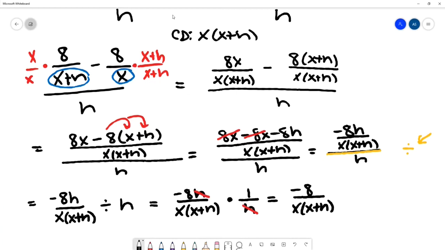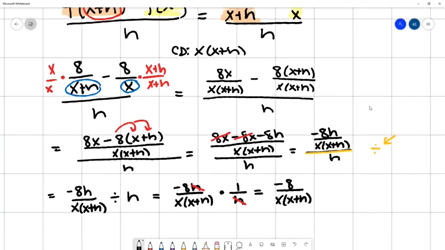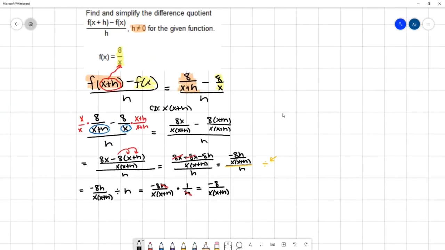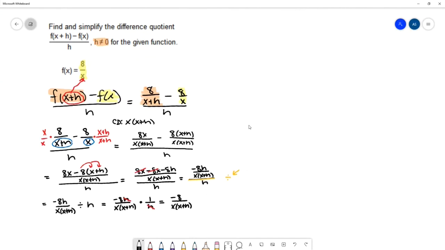So we have figured out the difference quotient for x plus h. So f of x plus h minus f of x over h is negative 8 over x times x plus h.